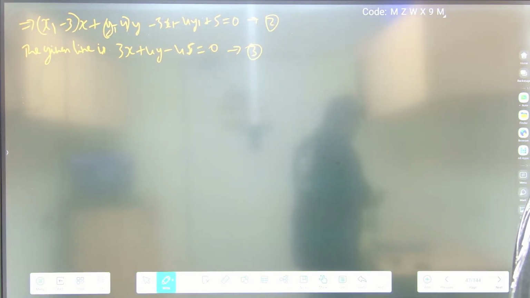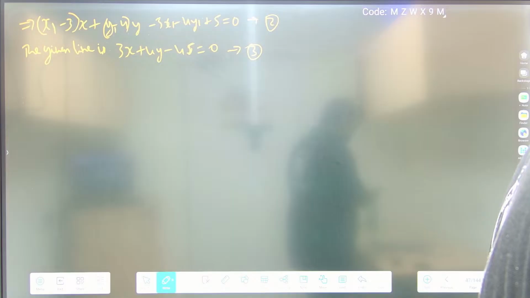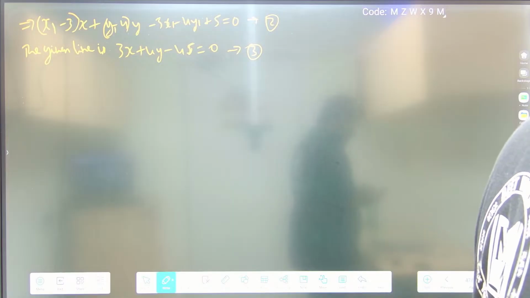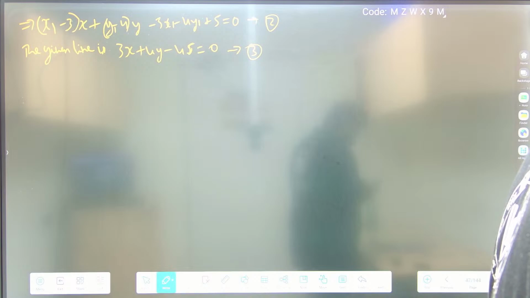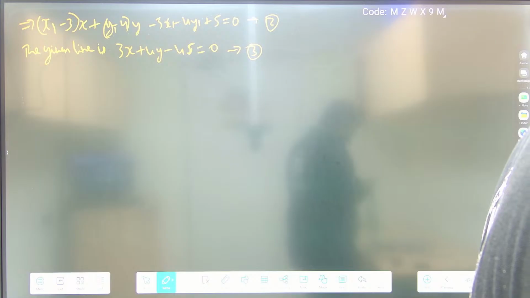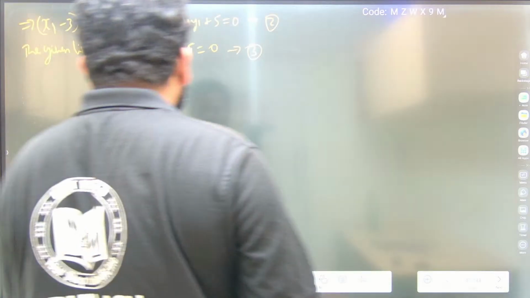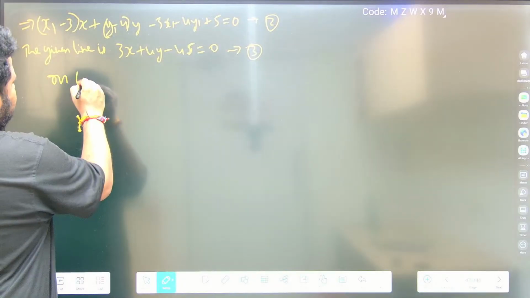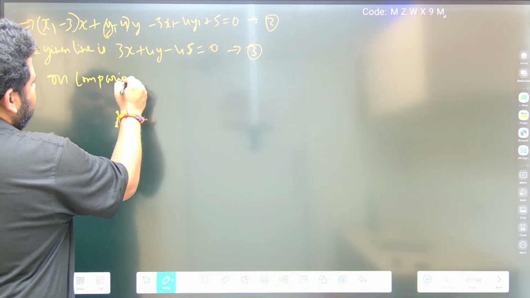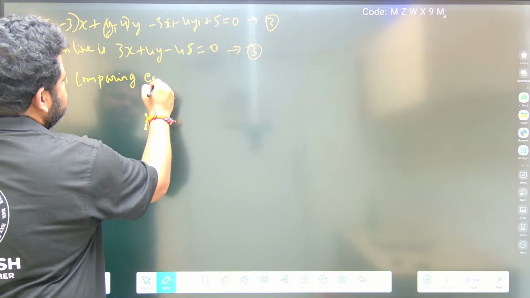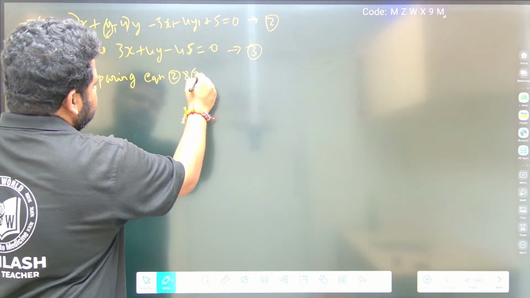Now on comparing the coefficients. Now we have to compare the coefficients, friends. On comparing equation 2 and 3, we get what?